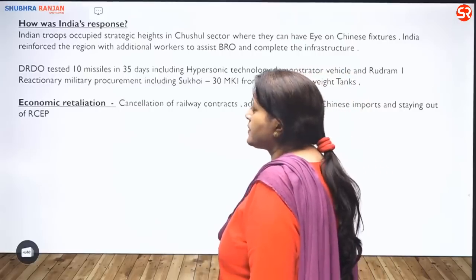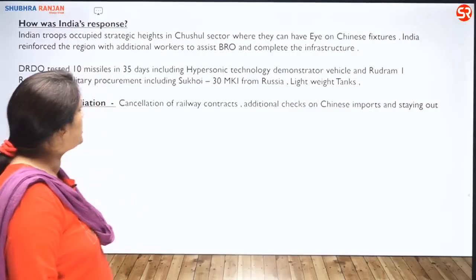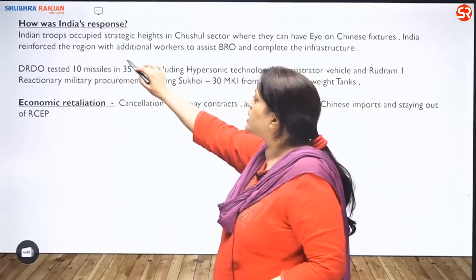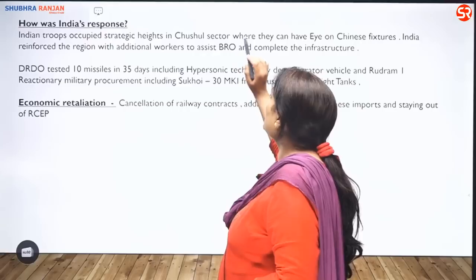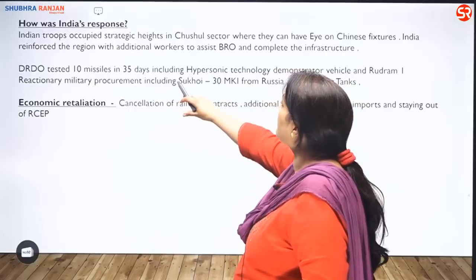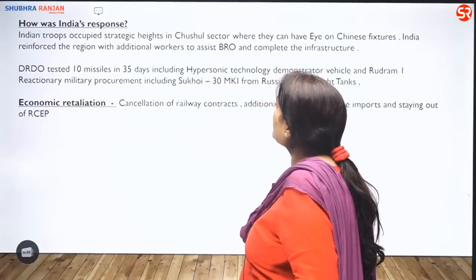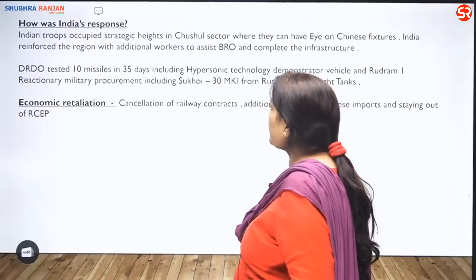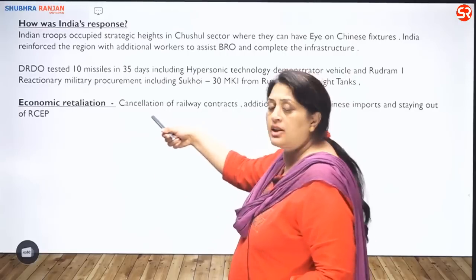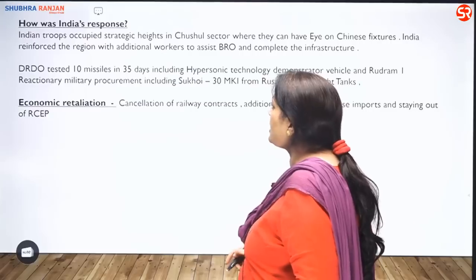How was India's response? Indian troops occupied the strategic heights in the Chushul sector where they can keep an eye on Chinese fixtures. India reinforced the region with additional workers to assist Border Roads Organisation and complete the infrastructure. DRDO tested 10 missiles in 35 days, including Rudram 1, and reactionary military procurement, including Sukhoi from Russia, lightweight tanks. India took economic retaliation: cancellation of railway contracts, cancellation of Mumbai monorail contract, additional checks on Chinese imports and staying out of RCEP.